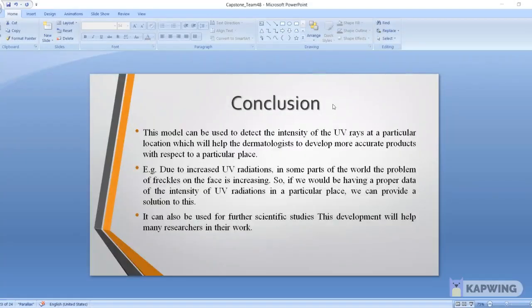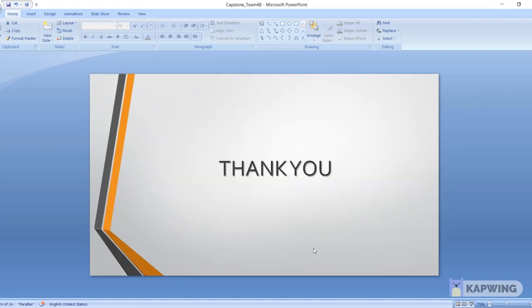Coming on to the conclusion, this can be concluded in a very simple way: this is used to detect the intensity of the UV rays at a particular location, which will help many dermatologists to develop more accurate products with respect to a particular place and the people living there. And it will be used in further scientific studies, and many researchers will get great help from this project.